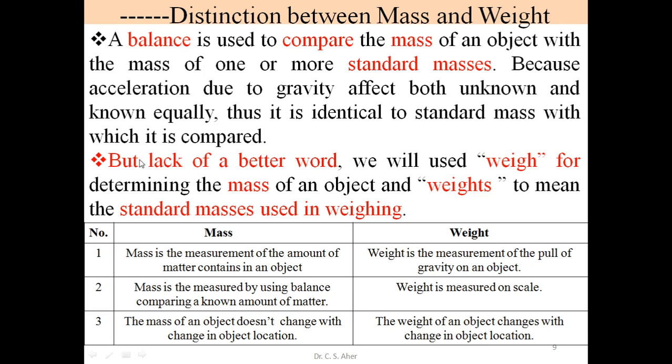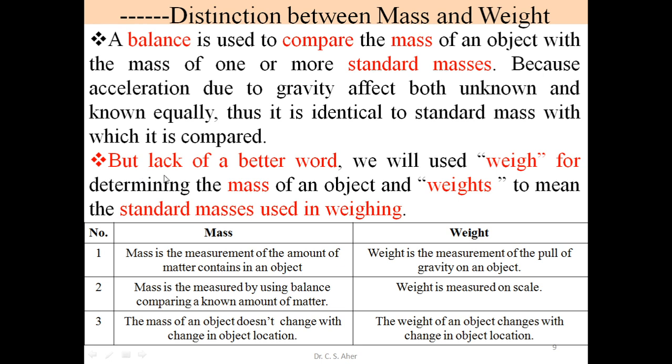See, just now we clearly mentioned this mass and weight distinction. Mass is a constant term. Why? Because it is compared with a standard. But in the case of weight, the weight changes with gravitational attraction, the gravitational field of Earth.